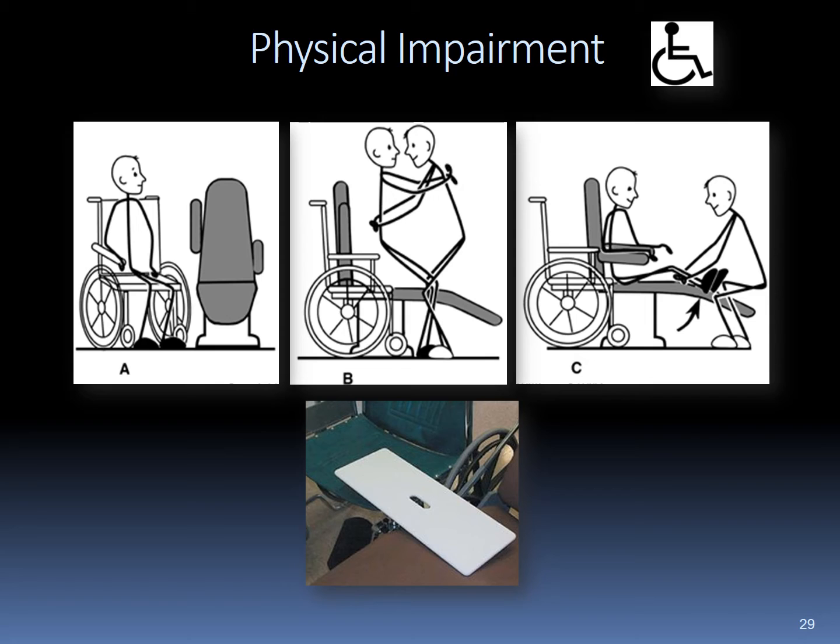The stand and pivot technique is illustrated above. This procedure is done for patients that cannot support their own weight. The wheelchair faces the same direction as the dental chair at a 30-degree angle. Set the brakes and remove the footrest and armrest.